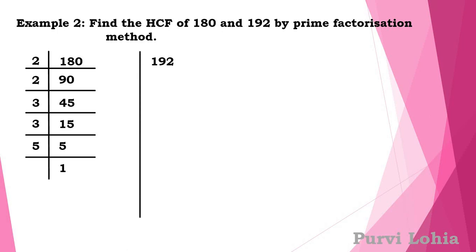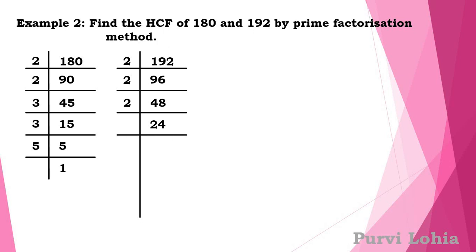So let us prime factorize this one. 2, it will give 96. Again 2 to give 48. Again 2 will divide it to give 24. Again 2 will divide it to give 12. Again it is an even number, so again 2 will divide it to give 6. Again an even number, 2 will divide it to give 3, and then it is divisible by itself only to give 1, so it will be divisible by 3.